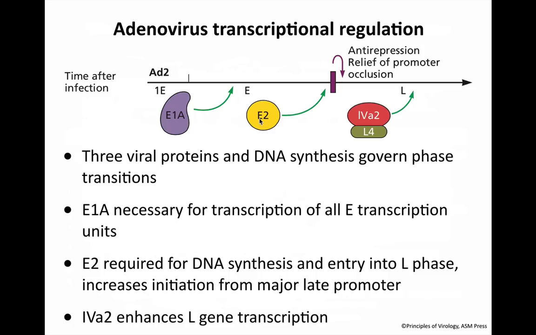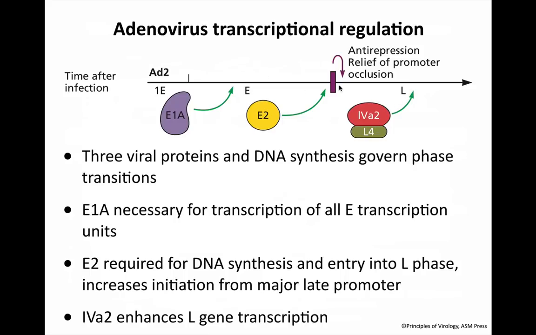Now back to adenoviruses. They encode multiple transcriptional regulators. The immediate early E1A protein is needed for transcription of all the early transcription units, and then one of the products of the early transcription units, E2, is needed for DNA synthesis and the entry into the late phase, and it also increases initiation from the major late promoter, so that then we can have transcription of the 4A2 gene, which will also enhance the late gene transcription.